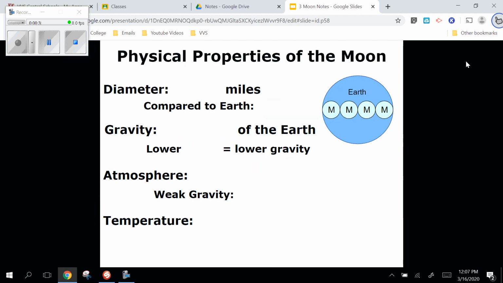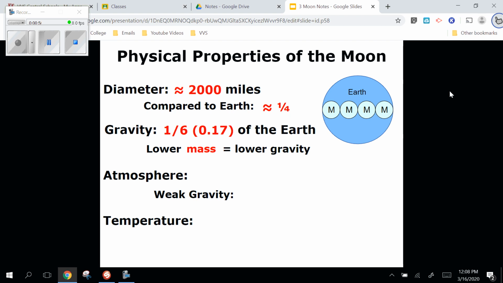All right, some physical properties of the moon. The moon's about 2,000 miles in diameter. Earth is about 8,000 miles in diameter, so the moon is about a quarter the size of the Earth. You can fit 4 of them across the face of the Earth. Gravity is about 1/6 that of the Earth, and the reason is because there's a lot less mass.